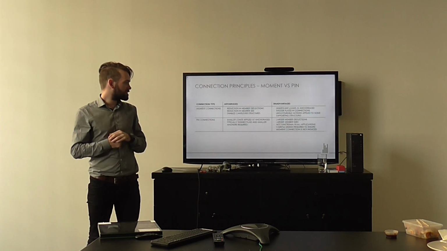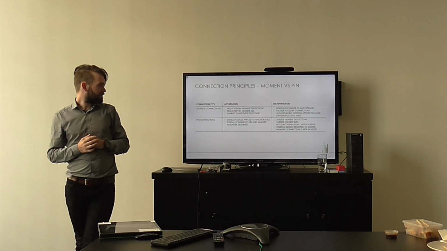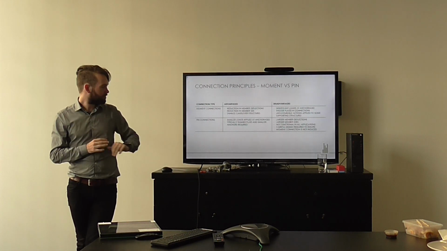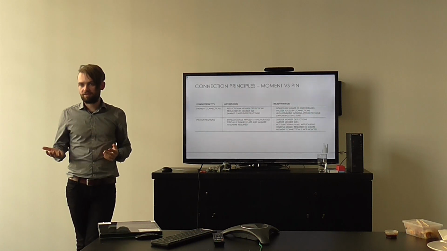The advantages of pin connections are smaller loads at the pin or the bracket, and those thinner plates and fewer anchors like I spoke about. But on the counter side to moment connections, you usually have larger deflection.